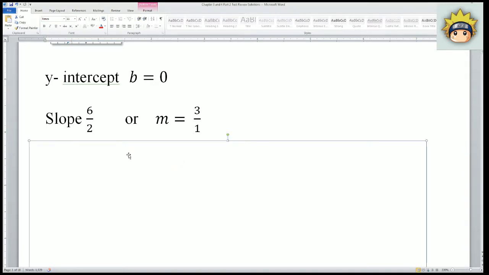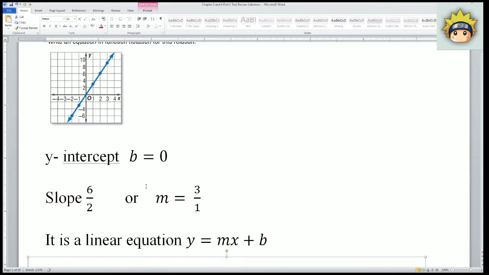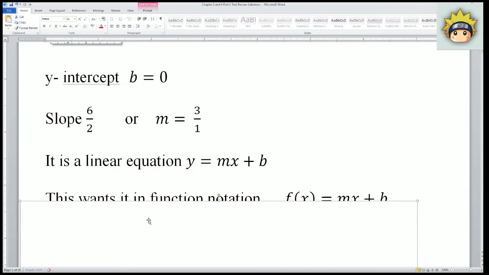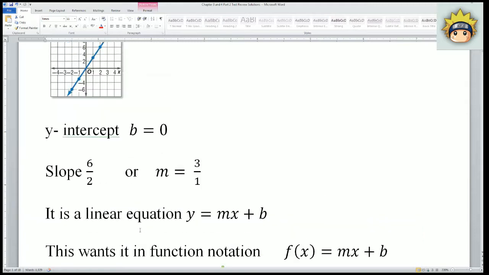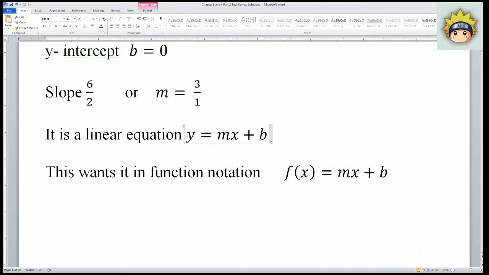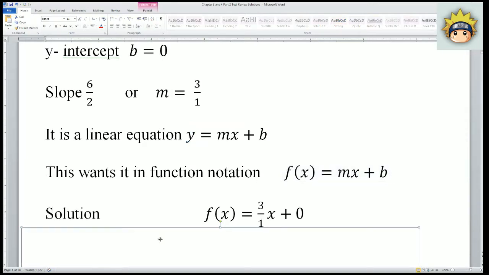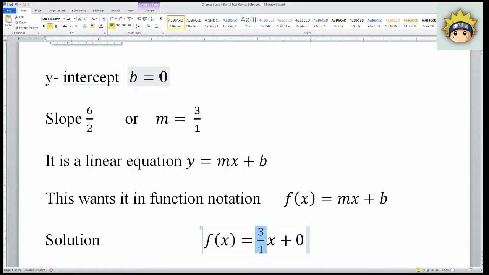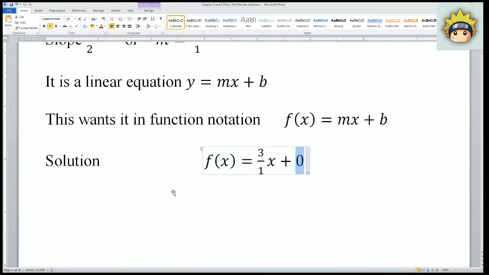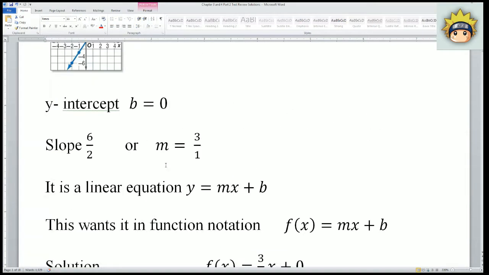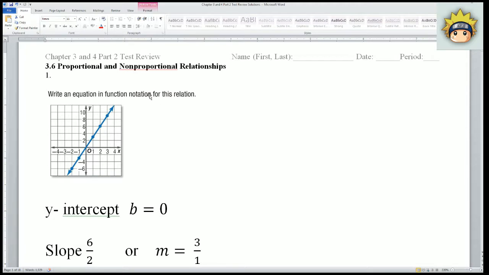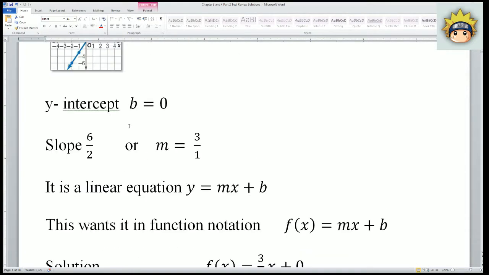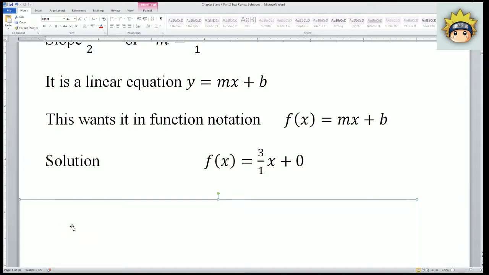After I got that, I noticed that it is a linear equation, so y equals mx plus b. But this time they want it in function notation. So the y becomes f of x because it is a function of x. Here I can substitute my variables in. 3 over 1 is your slope, so that goes in for the slope slot. b equals 0 goes into the y-intercept. Good? That is your solution. That is how we write the function notation for this relationship. I need the y-intercept, then the slope, then put it into function notation.